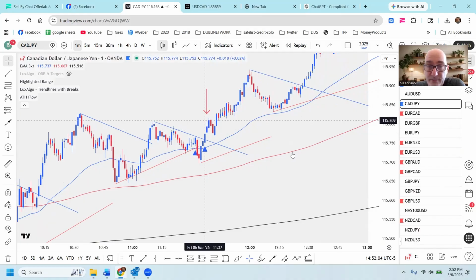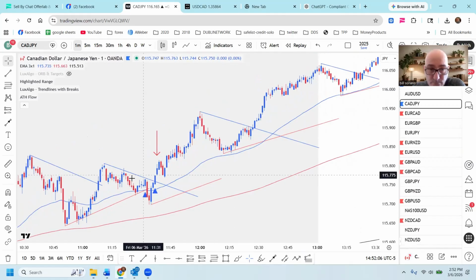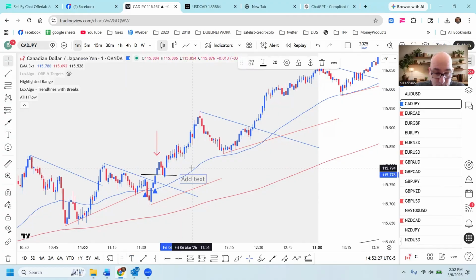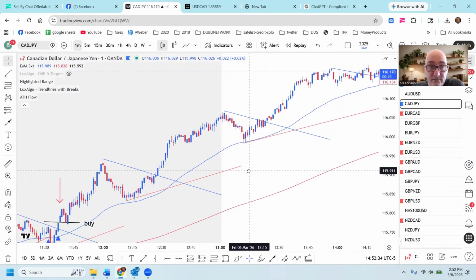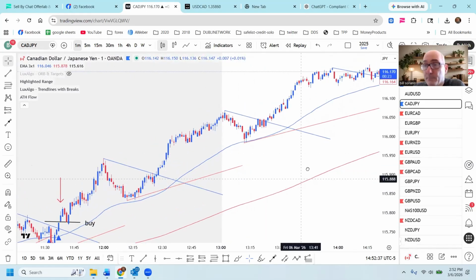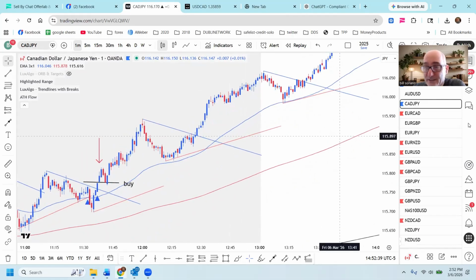That was CADJPY, and you can see how this shot up. And so that was actually the time to get in this trade, right? We're going to mark this candle here, because when that candle closes, that's when you would want to look to buy. Right? And that's what I did. So the buy was there, and you could see the move up that this made. Look, just an enormous move up. Okay. And I'll show you what that looks like in the brokerage account.